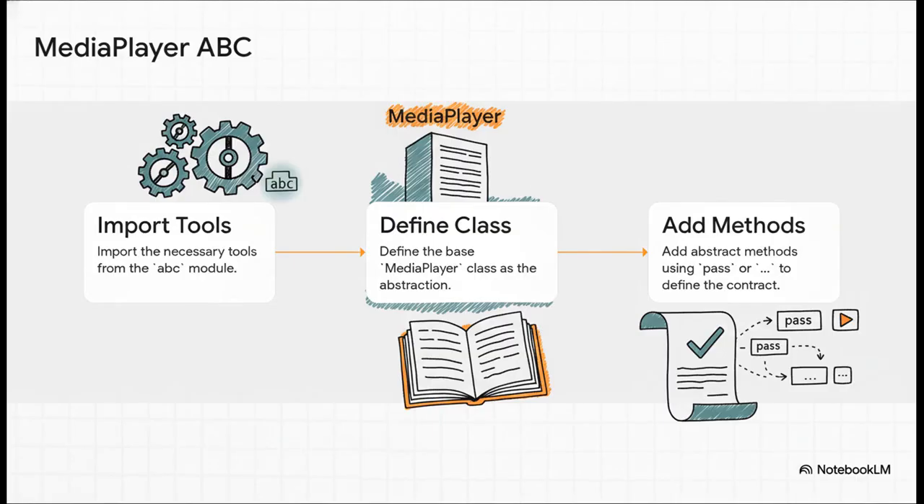So how do we actually make one of these? It's surprisingly simple, actually. First, you just import the tools you need from Python's built-in ABC module. Then, you define your base class, something like our media player, and finally, you declare the methods that all its children must have, like .play. The real key here is that you don't actually write the code for the method in the blueprint. You just mark it as abstract. You're just defining the contract and leaving the nitty-gritty details to the other classes.